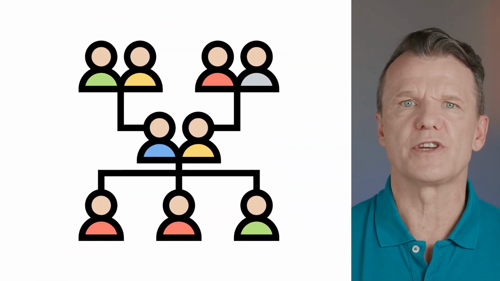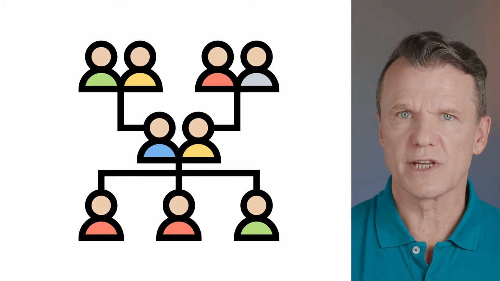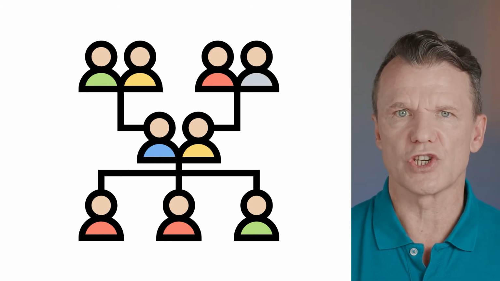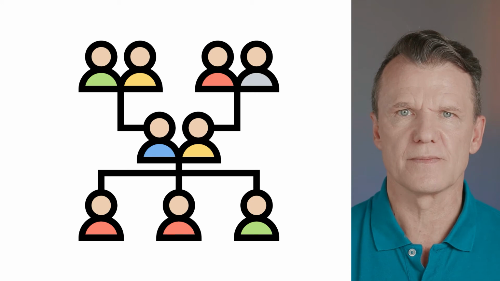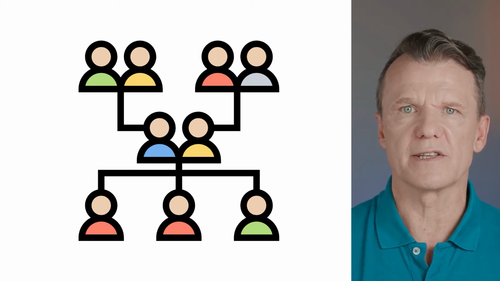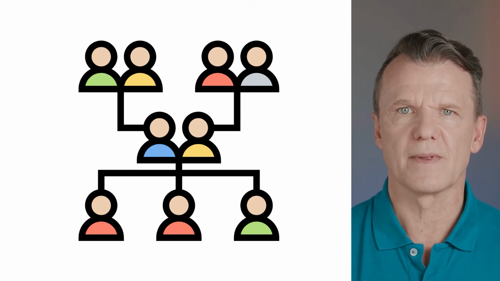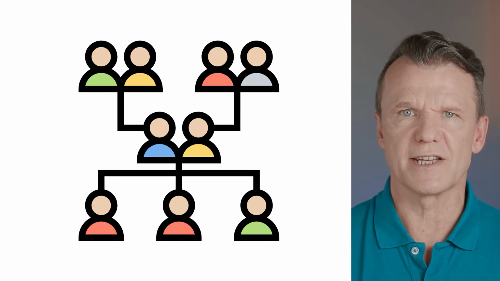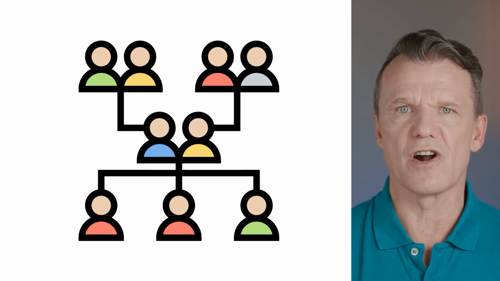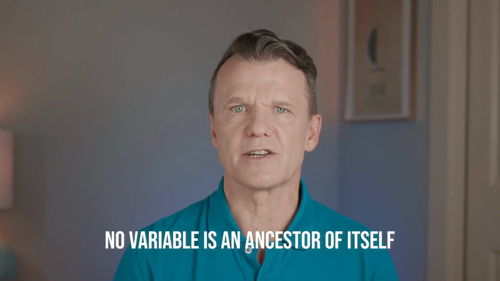Let's sort out our terminology. We use kinship language to describe relationships between variables. We read the dependency graph like an ancestral family tree. Immediate cause is a parent. Immediate effect is a child. Distant causes are ancestors, and distant effects are descendants. Now, we can define directed acyclic graphs using this language. It's a causal diagram in which no variable is an ancestor of itself.